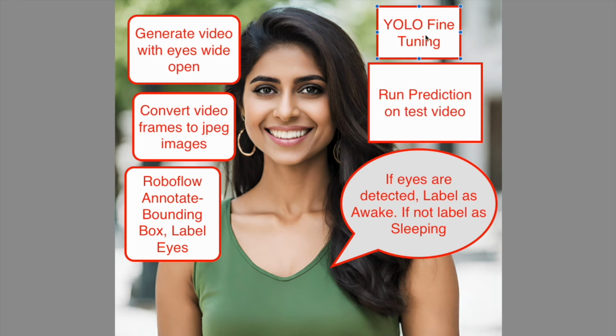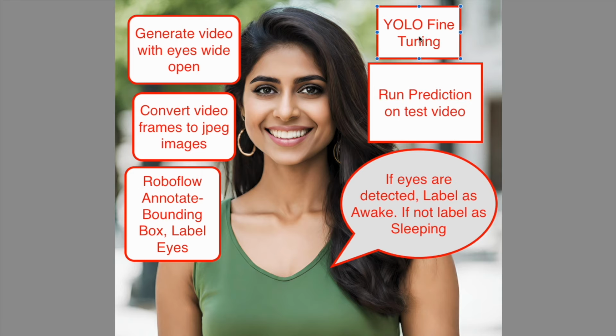Step 1. Generate video with eyes wide open. Step 2. Convert video frames to JPEG images. Step 3. Use RoboFlow to upload and annotate the images. Draw a bounding box and label the eyes. Step 4. Download the annotated dataset. Perform YOLO fine-tuning training using this custom dataset.